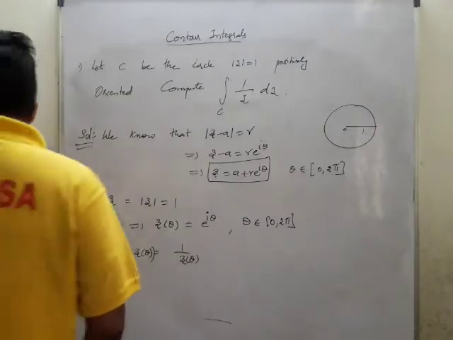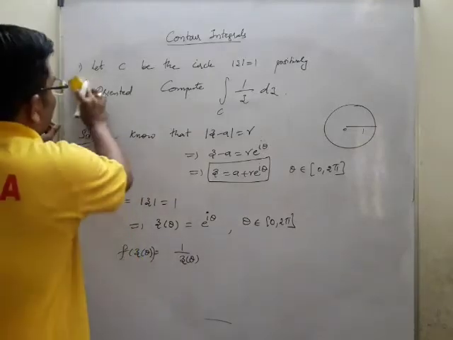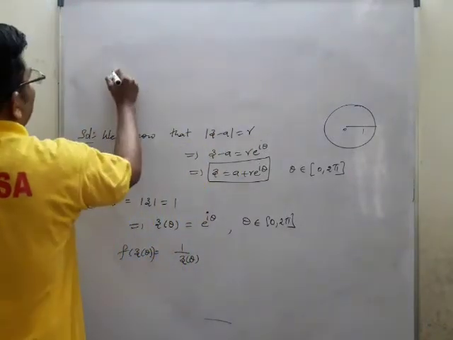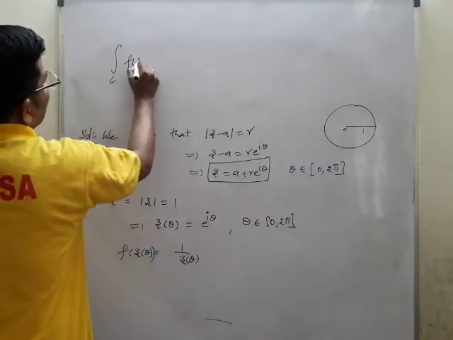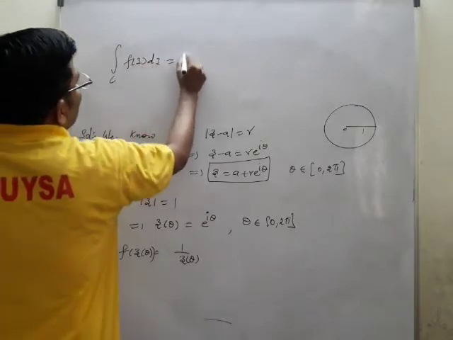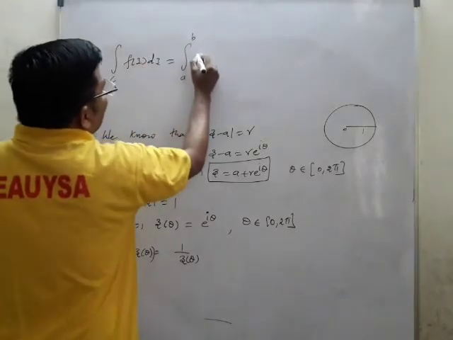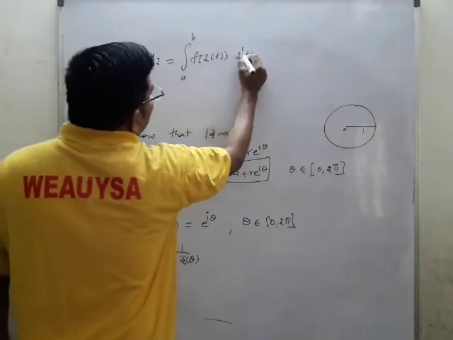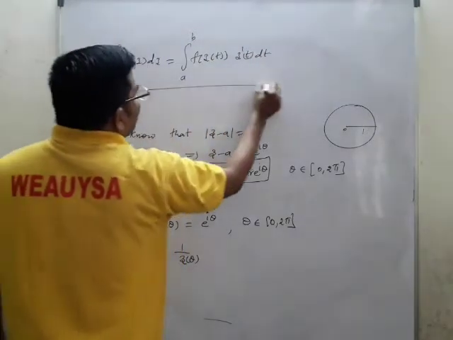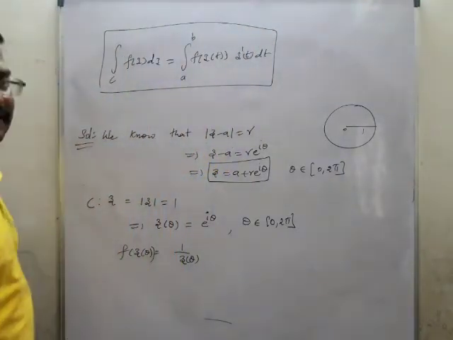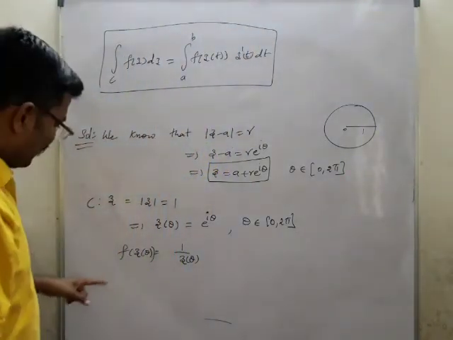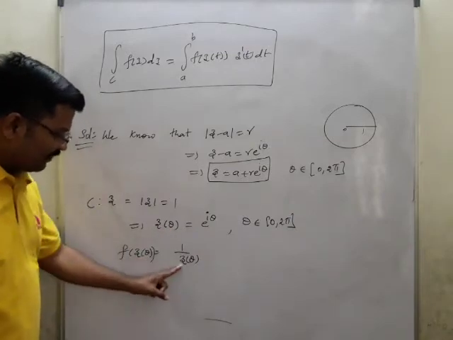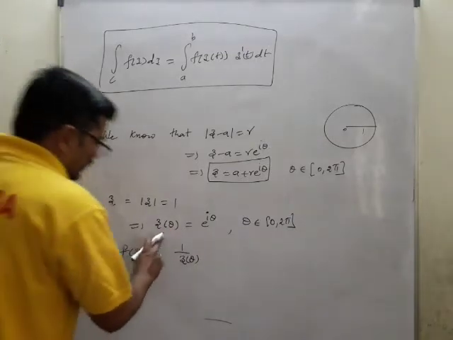Now we know one formula. The formula is: integral over C of f of z dz is equal to integral from a to b of f of z of t into z dash of t dt. This is the formula to find the integral of f of z dz. I have taken theta in the place of t. Now I should find out z dash of t.